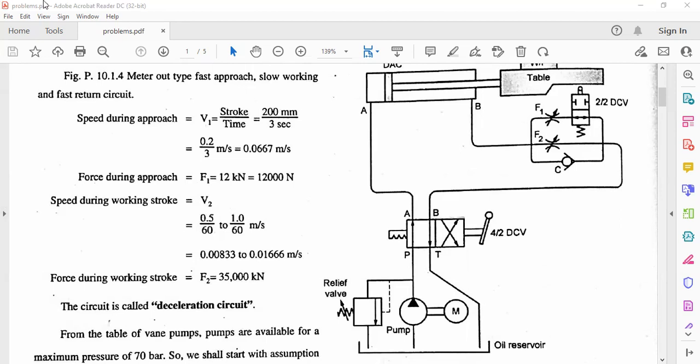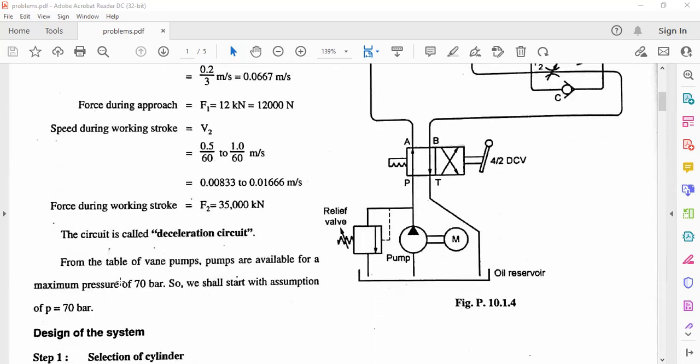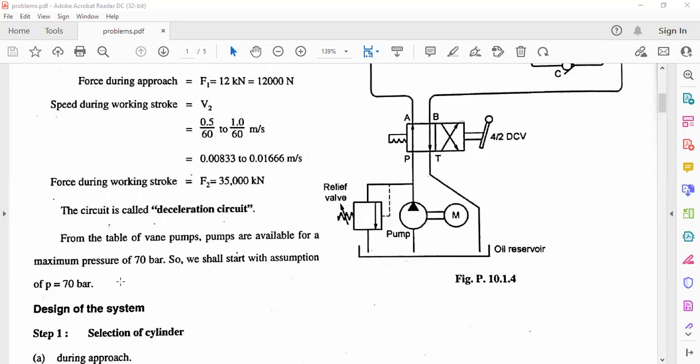So see here, we have found out speed during approach equal to 0.0667 meter per second. Force during approach 12,000 Newton. Speed during working stroke V2 is 0.5 upon 60 to 1 upon 60 meter per second, equal to 0.00833 to 0.0166 meter per second. Force during working stroke F2 equal to 35,000 Newton. This circuit is called regenerative circuit.